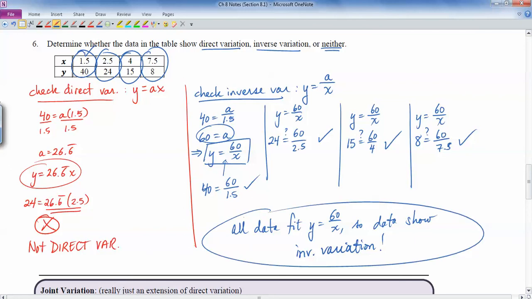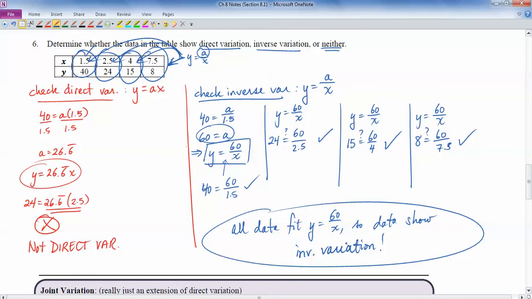That's one way of doing it. Another way that you could do it, if you prefer this, is set up each one of these with y equals a over x, where you don't have the a, and solve for a with this set of data, this set of data, this set of data, and this set of data. In each case you're going to get a equals 60. And since all of the a's would be 60, then you can say, okay, it's inverse variation. If you end up with a different a for one of them, then it doesn't work.